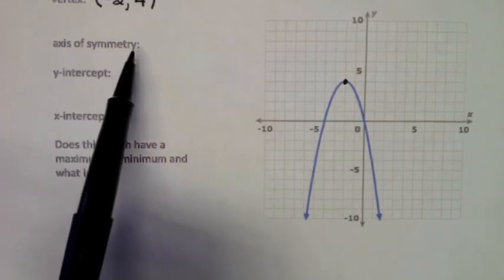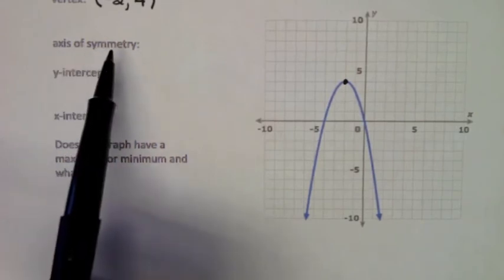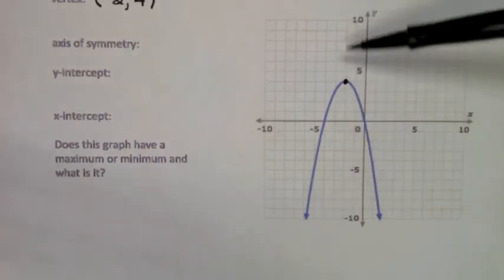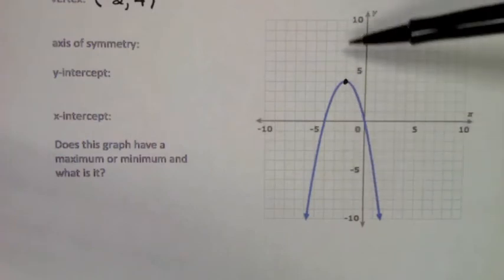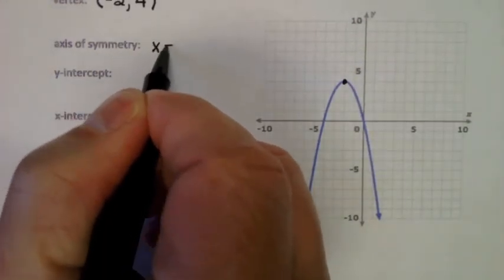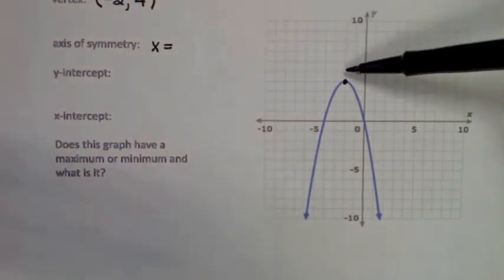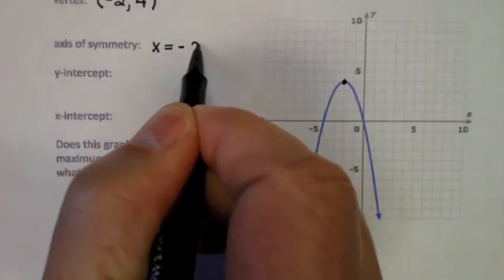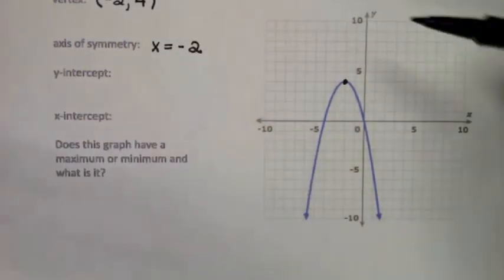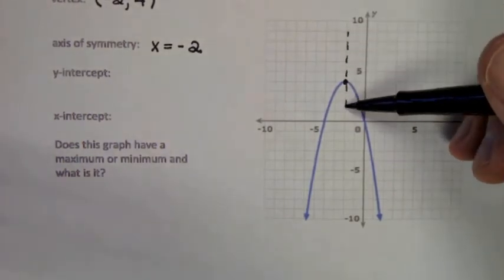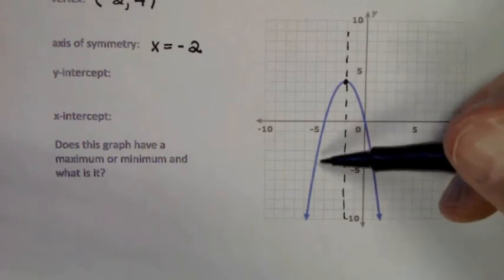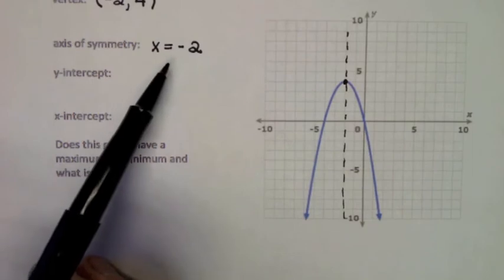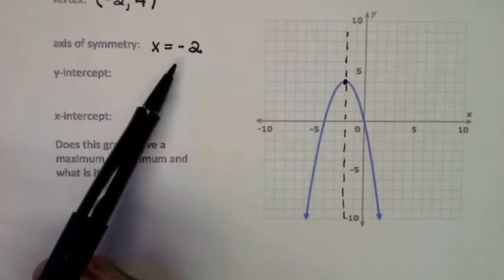Next, the axis of symmetry. Remember, our note said that the axis of symmetry is always a line. It's a line that's going to cut this graph into 2 equal parts. A line that goes straight up and down will always have x is equal to. And then I need to look where it goes through the x-axis, and that would be at -2. So the equation of my axis of symmetry is x = -2, because it's going to cut this graph into 2 equal parts. This part and this part are mirror images of each other. That's the equation for the axis of symmetry.